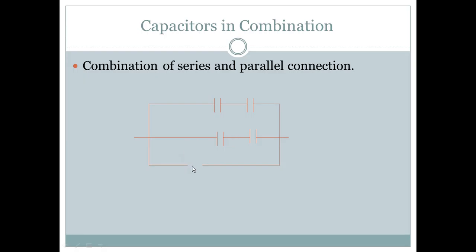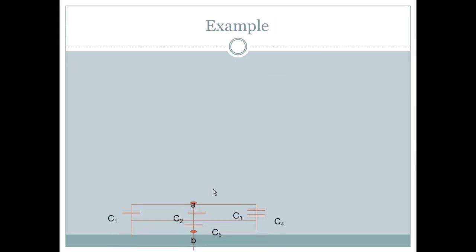So take note, the skill that you need to assimilate in this discussion is the skill of identifying what combination is presented in the combination of series and parallel connections. This is a key skill that you need to acquire, the skill of identifying the type of combination that exists between circuit elements such as capacitors in series and capacitors in parallel.